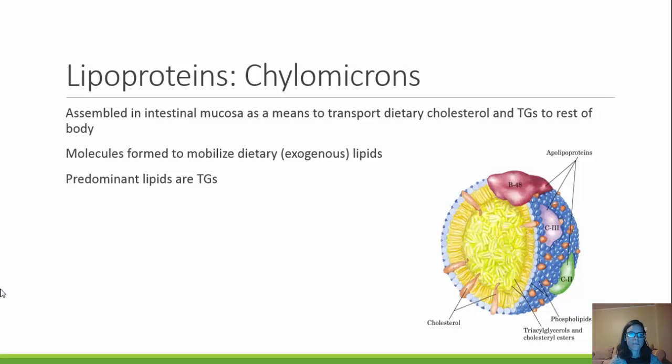So these are formed from our exogenous lipids, which have been digested and absorbed into our enterocytes, and they predominantly contain triglycerides. So here's one here. You can see our cholesterol and phospholipids on the edge, our triglycerides and cholesterol esters in the center here, and then our apolipoproteins, which are on the edge or surface.